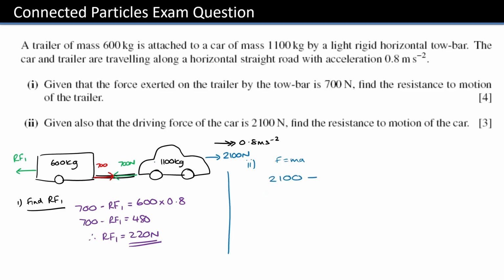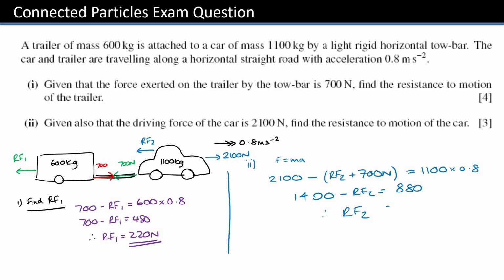minus the two forces. Now, what the question is asking me to do is to find RF2. Now, the opposing forces on the car are going to be RF2 plus the tension in the tow bar, which is 700, and that is equal to MA, which is 1,100 multiplied by 0.8. And then simplifying this, we get 1,400 minus RF2 equals 880, giving me an RF2 value of 520 newtons. And there we go.